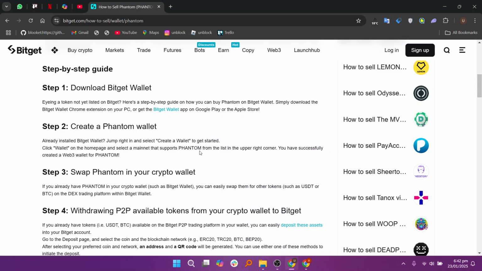If you already have Phantom in your crypto wallet, such as BitGet wallet, you can swap it for other tokens like USDT or BTC directly on the DEX trading platform within BitGet wallet.